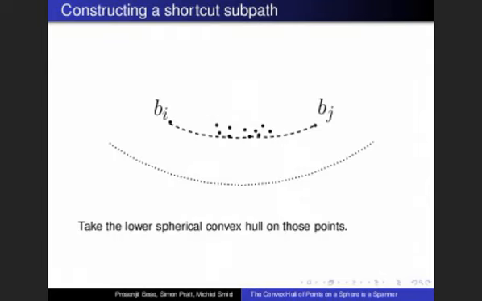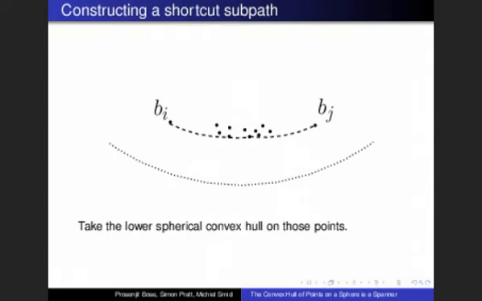What we want to do is take the lower spherical convex hull of these points, and what that means is you take, let's say, your leftmost point, you draw a great circle that goes all the way around your sphere that intersects that point, and then you rotate that counterclockwise until it hits another point, and then you fix it at that next point, and then you continue rotating it until it hits another point, and then another point, and another point, until it hits the last point on the subpath, at which point you have some lower hull on that set of points.